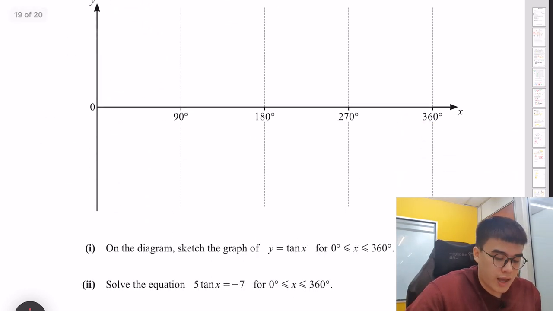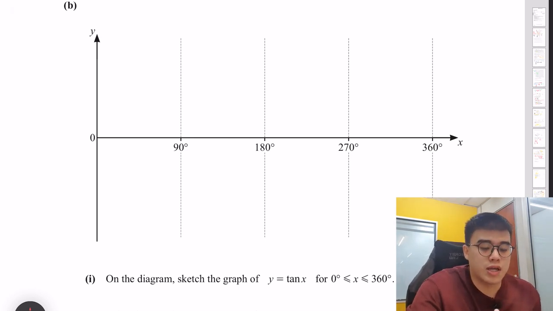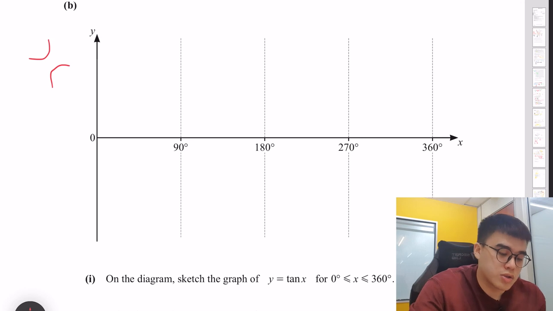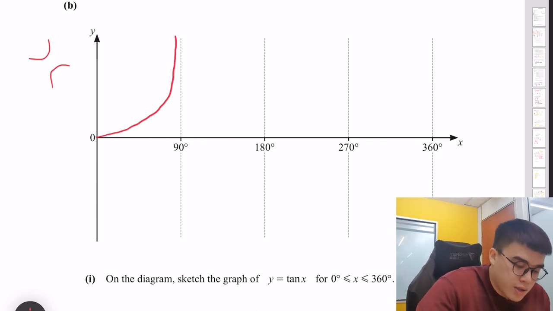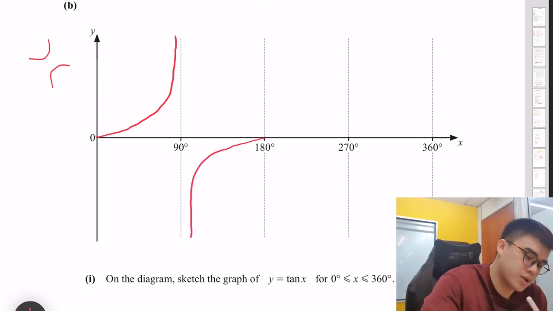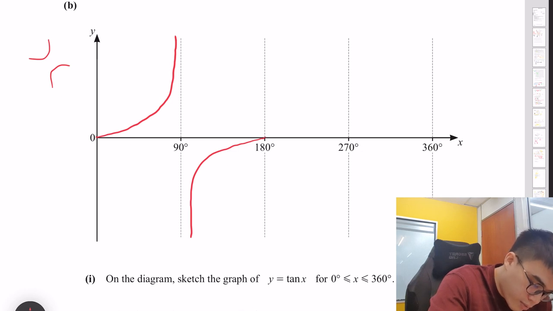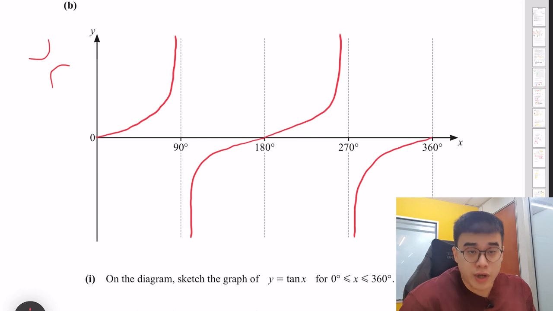And moving on, we have this graph here. The tangent graph is very straightforward. It looks like a star shape. Remember, it can never touch the 90 degree line. We try and draw from here. Then the other one will be from here going downwards, then continue going up again, going downwards. So that's how you illustrate it.